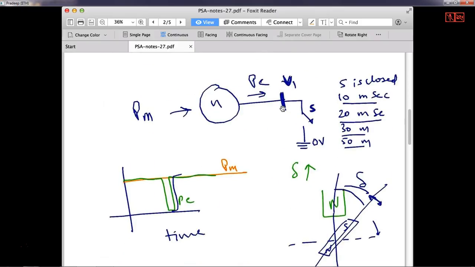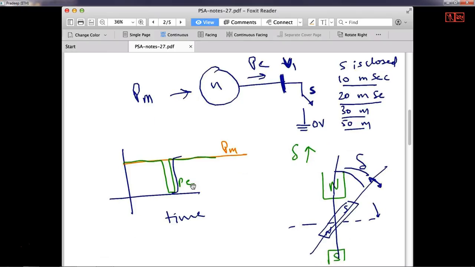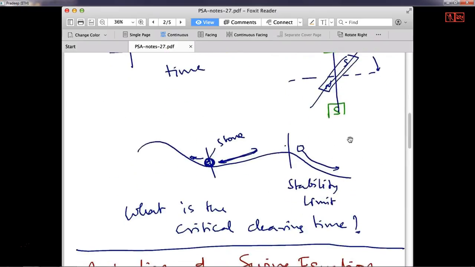For example, in this there is a fault. When there is a fault, the switch S is closed and zero voltage is applied to V1. Therefore electrical power completely becomes zero, but mechanical power is still there, so the rotor will accelerate. Later, when the fault is cleared, the rotor should decelerate and settle to its original value. But how much time is needed for the fault to clear? It is called critical clearing time. We are going to see this today. So that is the stability.